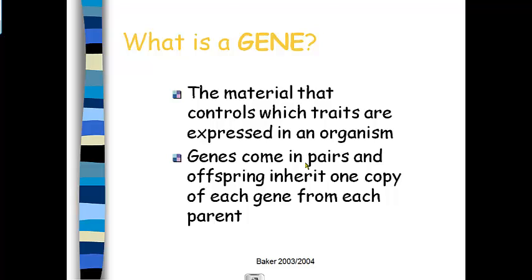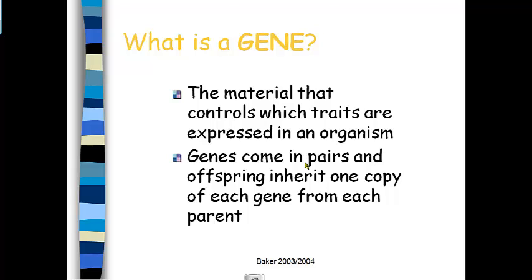Each pair has the same trait on the one chromosome as on the other. So if you have a pair of chromosomes, the one chromosome you get from your mother, the other one you get from your father, and those two chromosomes, that pair, has exactly the same genes or traits for the different traits on it as the other member of that pair. So a gene is basically material that controls which traits are going to be expressed or seen in an organism.